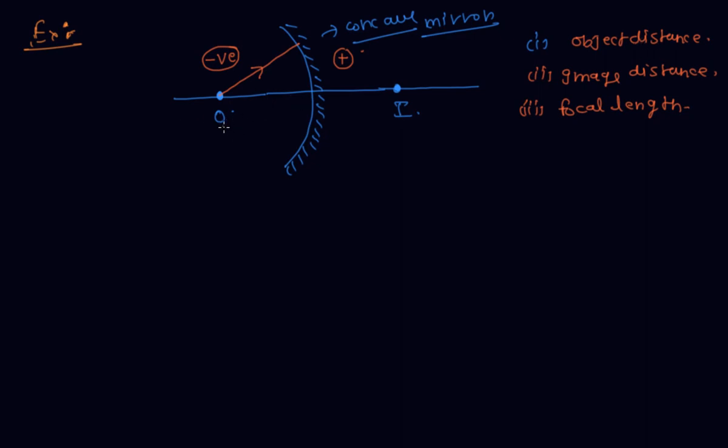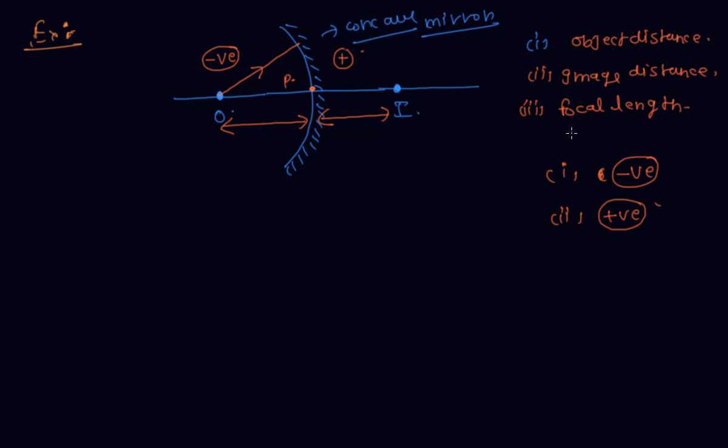First, the sign of the object distance. The object distance is measured from the pole, so this is the object distance. This distance is measured in the negative direction, so the sign of the object distance is negative. Second, find the sign of the image distance. This distance is the image distance, measured from the pole in the positive direction. So the sign of the image distance is positive.